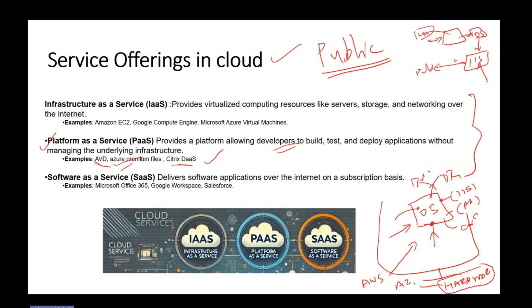And the last one is software as a service. Software as a service delivers software applications over the internet on a subscription basis. In this model, you don't have to do anything. Neither do you need to manage backend hardware, software, or application, nothing. You just go to Microsoft and say that you'll go for the SaaS model for some applications. Then they will bill you on a subscription basis.